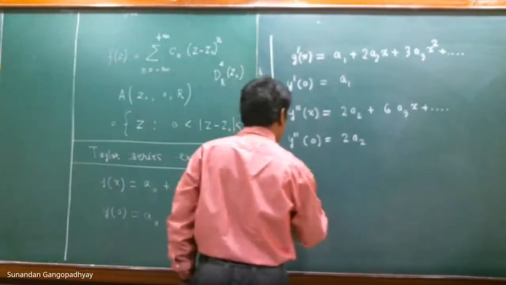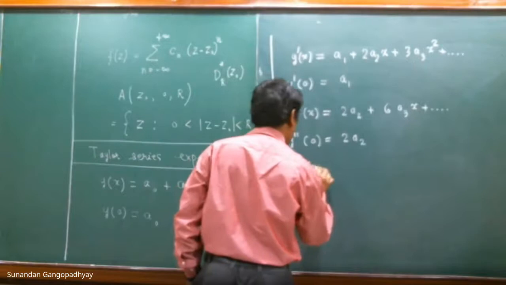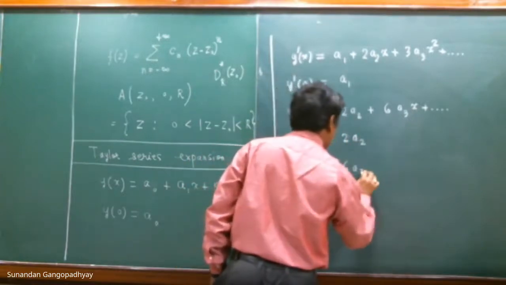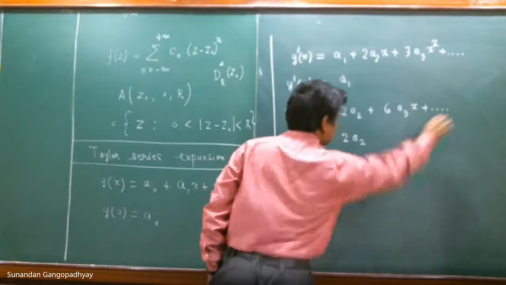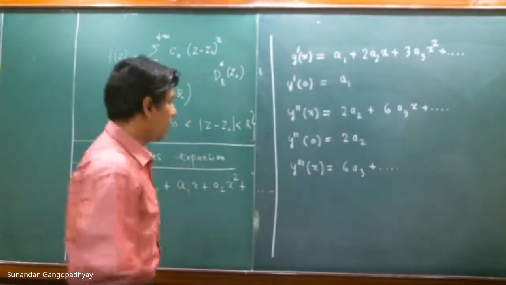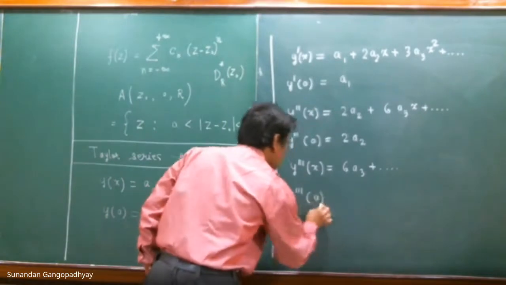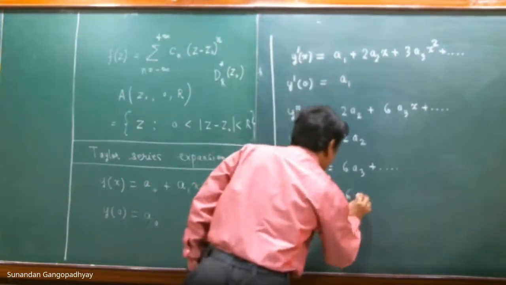Once again, let us differentiate, y triple prime x. So the constant term will be 0, and this will give me 6a3 and higher powers of x. Therefore, y triple prime evaluated at x equal to 0 is 6a3.